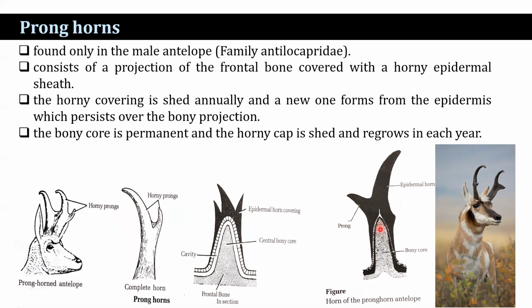And you see here, this is the bony core. The bony core is permanent, and this is the horny cap. The horny cap is shed and regrows each year. So what is the difference between the bovine horns and the pronghorns? The chief difference is that the pronghorns are branched and forked, whereas the horny covering, but not the bone core, is shed annually in the case of bovine horns. But in the case of the pronghorn, the bony core is permanent, but the horny cap is shed and regrows each year. So that is the chief difference.